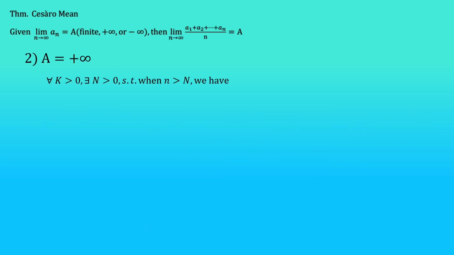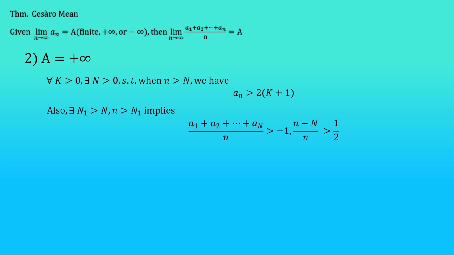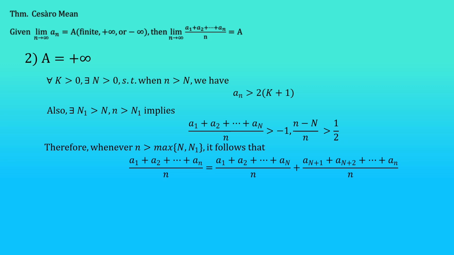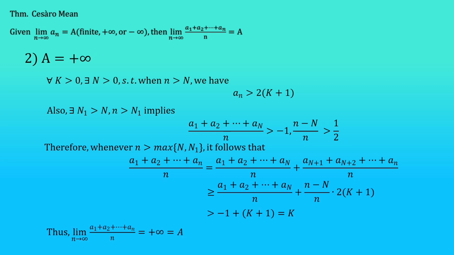Let's formalize the process. Given any k greater than 0, we know that a_n diverges to plus infinity. So there exists an integer capital N such that when n is greater than this capital N, we have a_n greater than 2 times k plus 1. Also, the limit of the left term that we have just discussed goes to 0, while the right one goes to 1. So there exists an N_1 greater than 0, such that when n is greater than N_1, this mean is greater than minus 1, and (n minus capital N) over n is greater than 1 over 2, as we have discussed. Now we just have to ensure that n is greater than the maximum of N and N_1. The expression we've written holds true. With this, we have proved that the limit of this mean is plus infinity, which is just a.